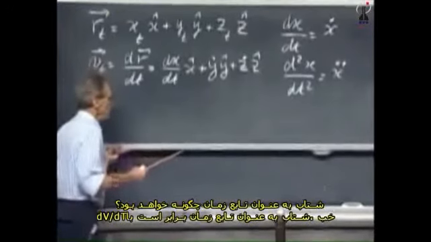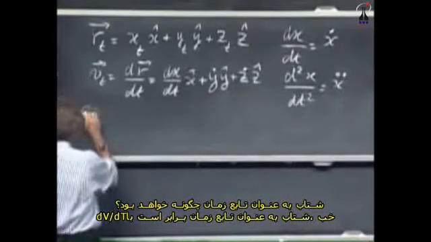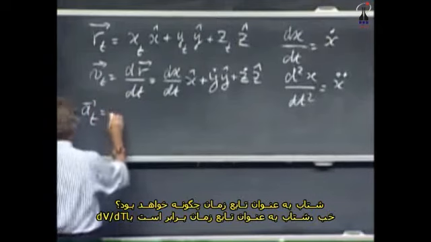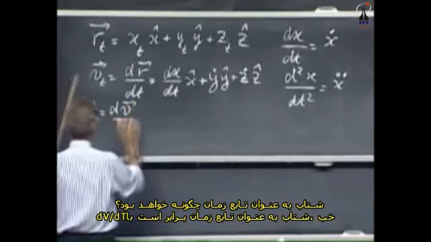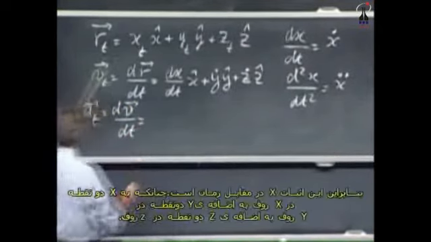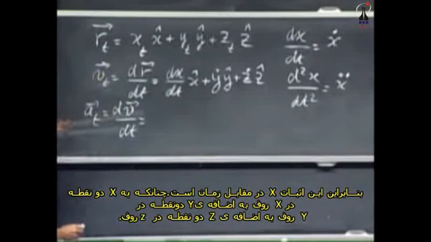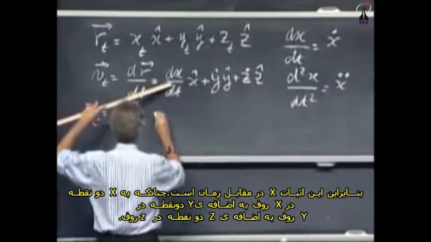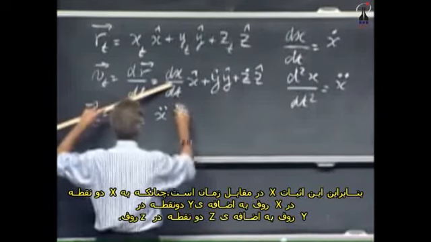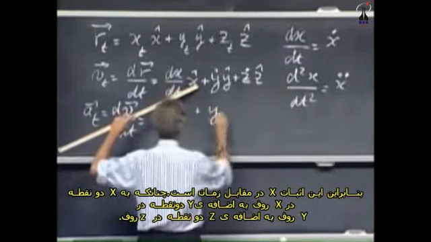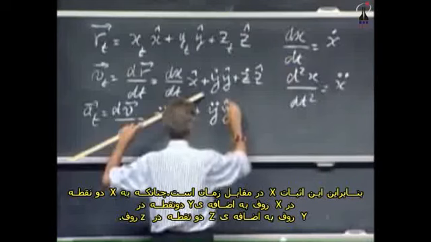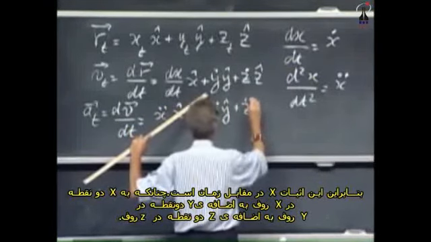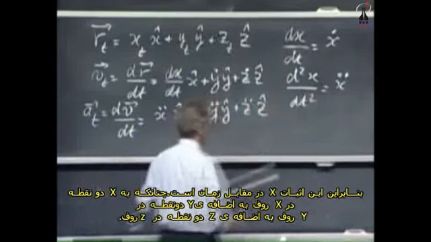What is the acceleration as a function of time? Well, the acceleration as a function of time equals dv/dt. So that's the second derivative of x versus time. And so that becomes x double dot times x roof plus y double dot times y roof plus z double dot times z roof.